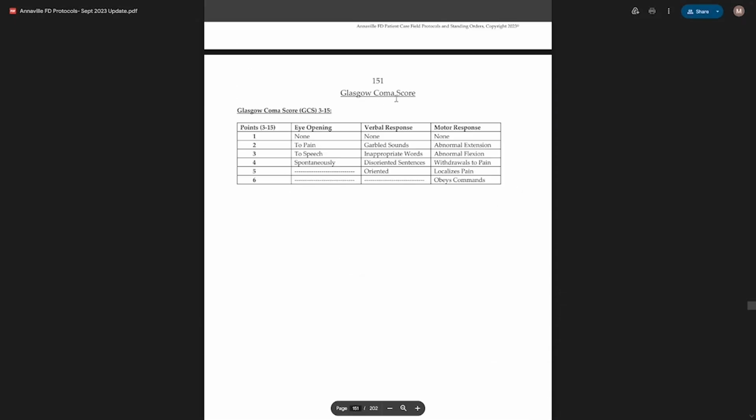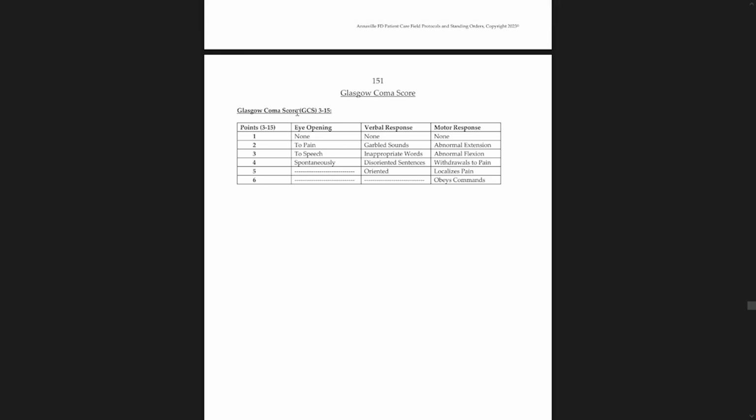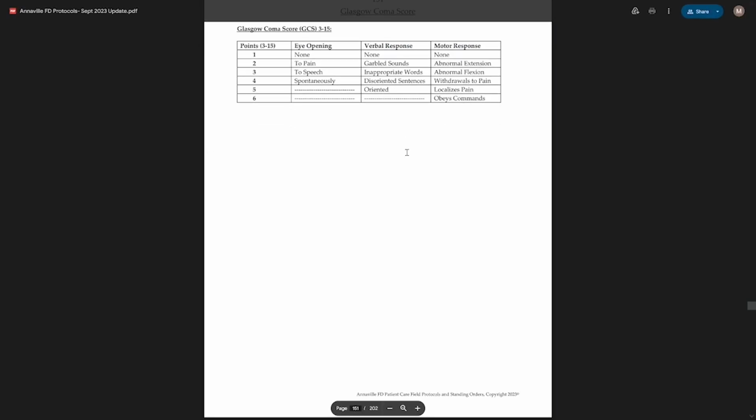Here's a Glasgow Coma Score, and you can see it goes from 3 to 15, and it lets us measure a patient's mental status, checking their eye opening, their verbal response, and their motor response. If you want to learn more, I highly recommend looking it up.